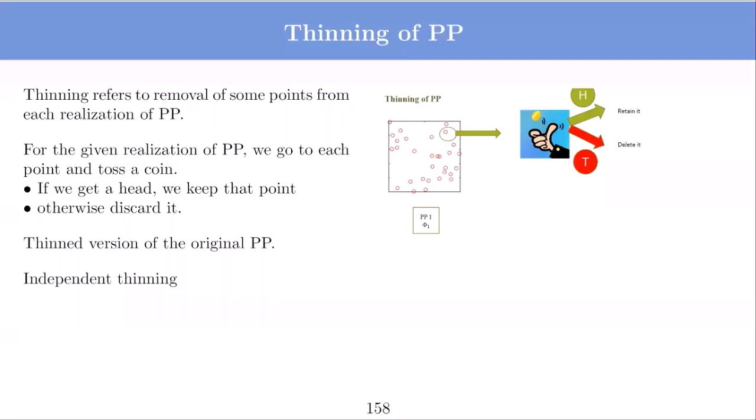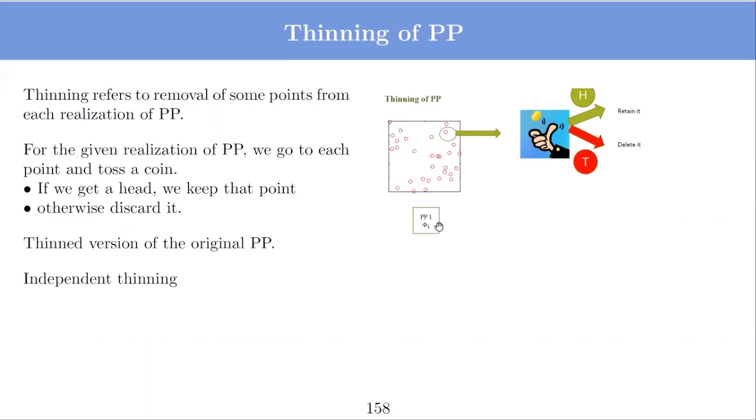The second operation we discuss is thinning. Thinning refers to removal of some points from each realization of a point process. So we take each realization and go to each point. Suppose we toss a coin. If we get a head, we keep that point, and otherwise we discard it. Whatever points remain, we collect them from that realization. We do it for every realization, and the point process we get is a thinned version of the original point process.